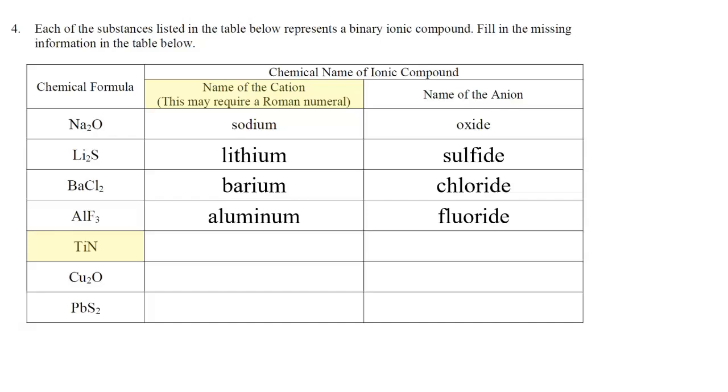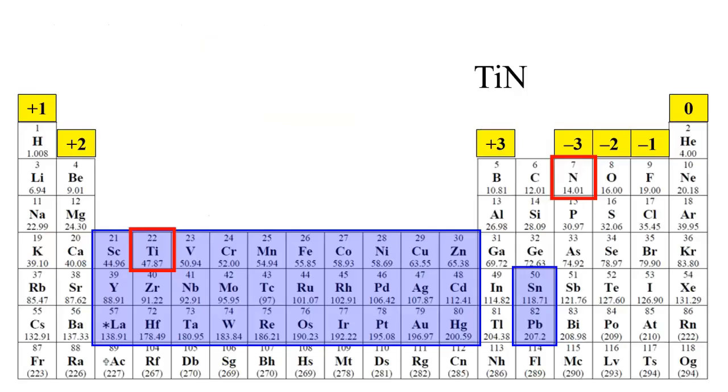Now, for these last 3 examples in the table, we have titanium, which is going to require a Roman numeral. We have copper, which is going to require a Roman numeral, and then we have lead, which will also require a Roman numeral. Let's move on to titanium and nitrogen. Now that chemical formula that's been given to us is TiN in a 1-to-1 ratio between titanium and nitrogen.